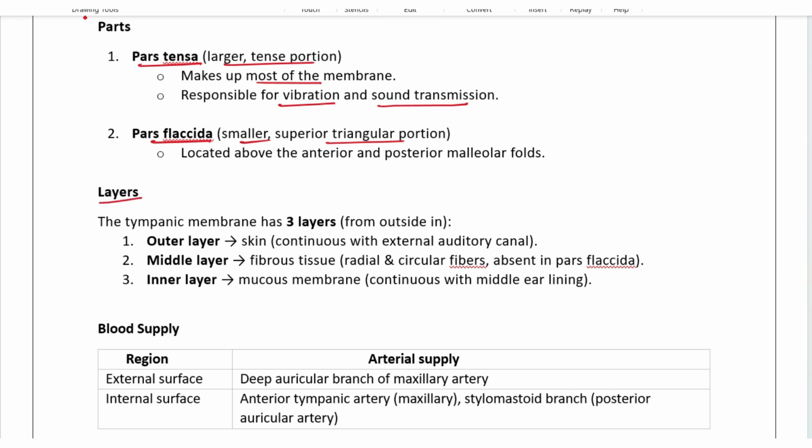Coming to the layers, it has 3: outer, middle and inner layer. Outer is skin, middle is fibrous and inner is the mucous membrane. Blood supply is divided into the external and internal surface. External surface is by the deep auricular branch of maxillary artery, while the internal surface is by the anterior tympanic artery and the stylomastoid branch of the posterior auricular artery.